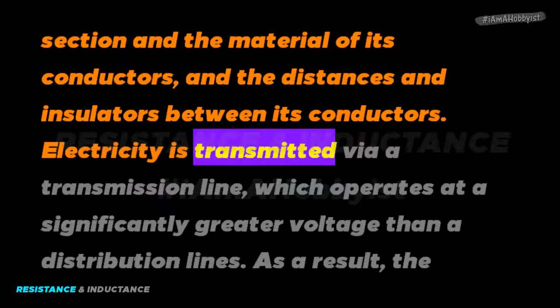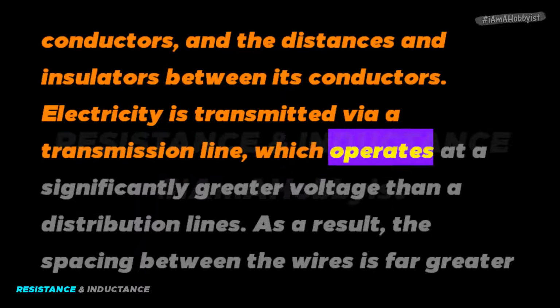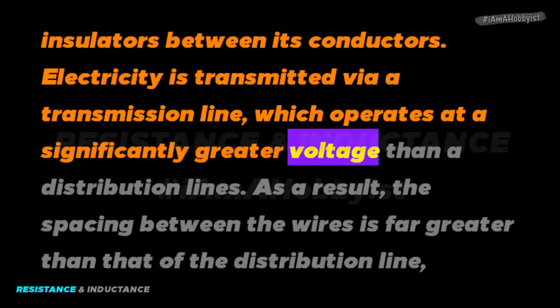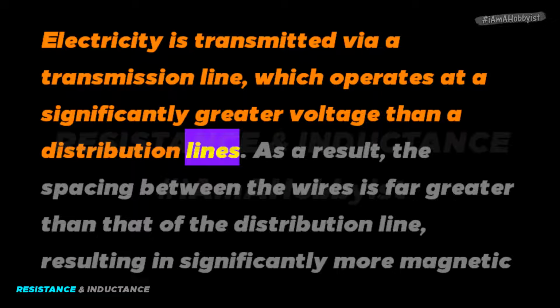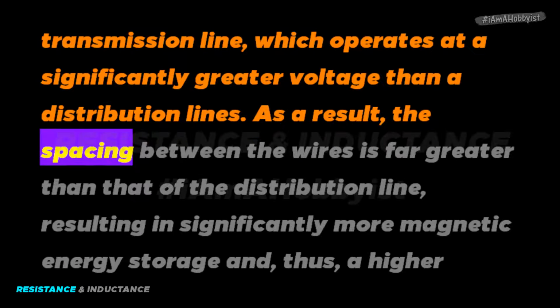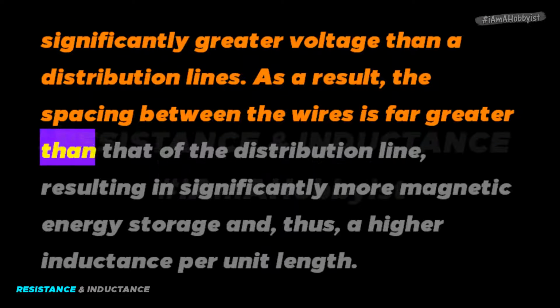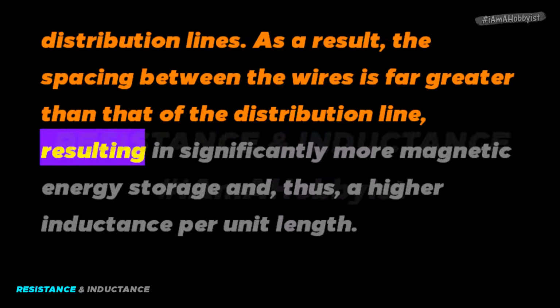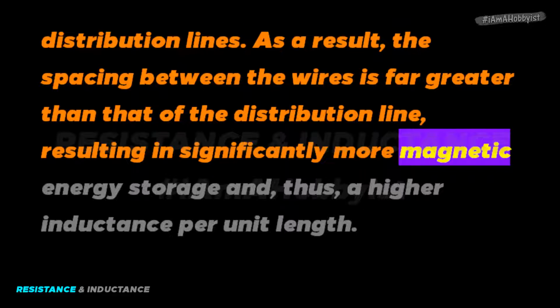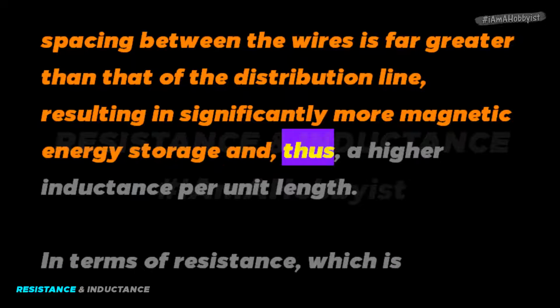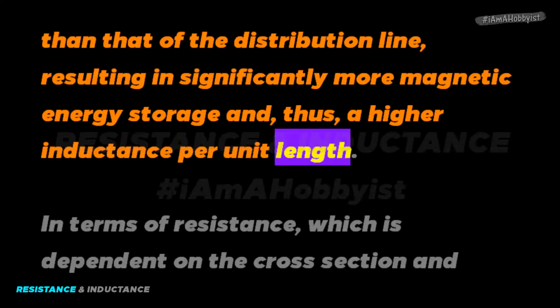Electricity is transmitted via a transmission line, which operates at a significantly greater voltage than a distribution line's. As a result, the spacing between the wires is far greater than that of the distribution line, resulting in significantly more magnetic energy storage and, thus, a higher inductance per unit length.